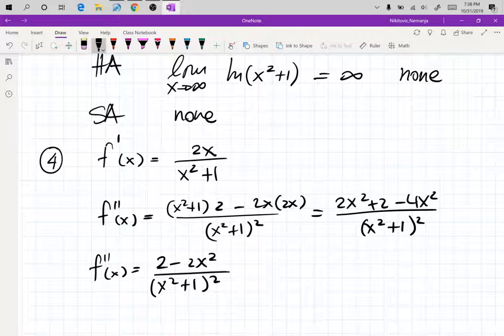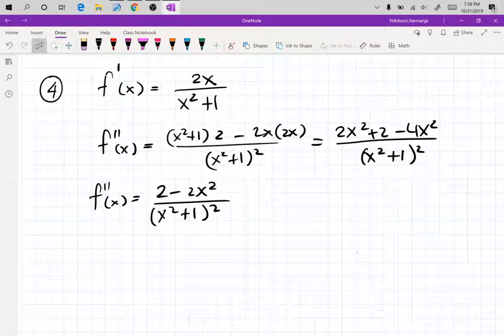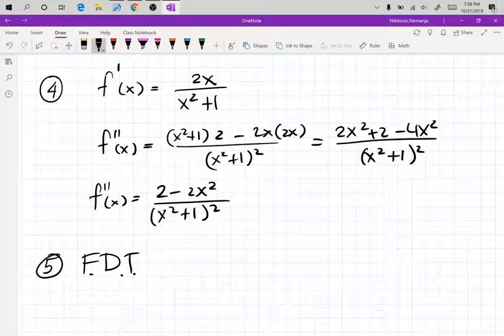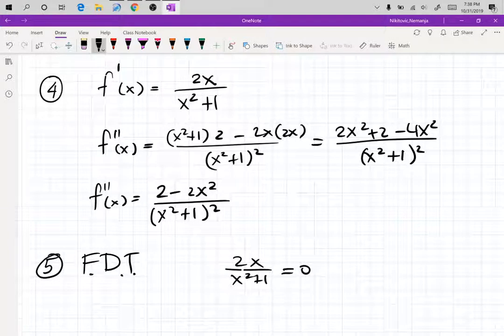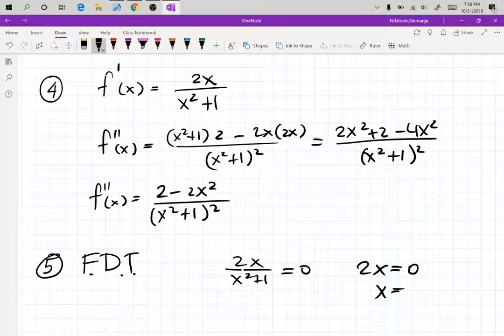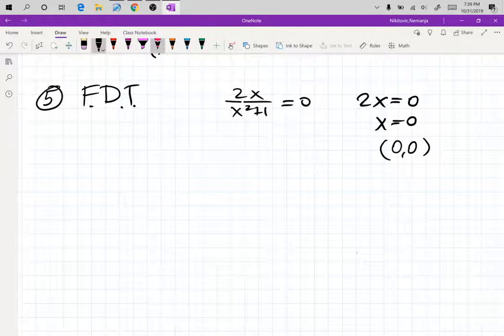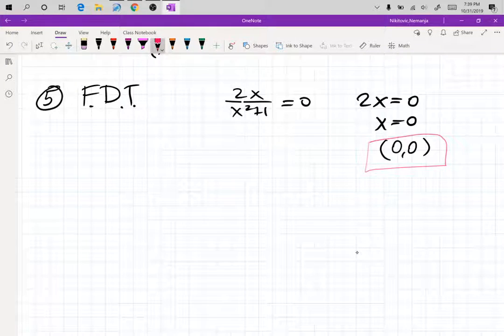Good. So I have my first and the second derivative, and we go with the first derivative test, which will give us increase, decrease, min, max. We take the first derivative, 2x over x squared plus 1, set it equal to 0, 2x equal to 0, x equals 0. We already have a point 0, 0 from before, and we will see whether that point is a min or a max once we are done with partition and all of that stuff.